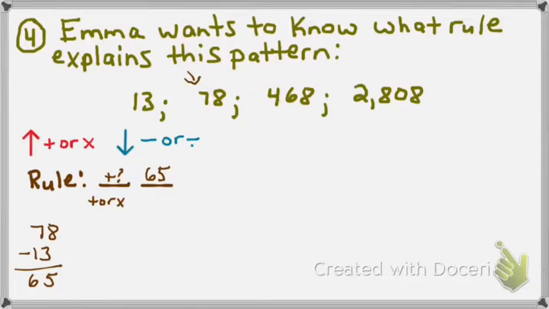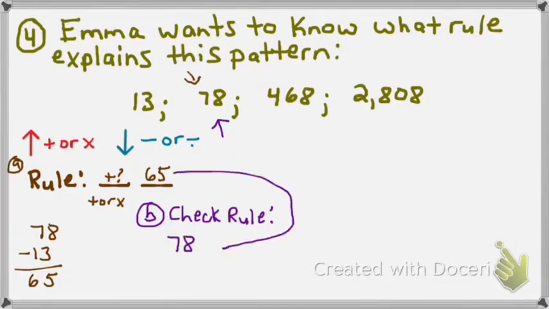As always, I need to test or check my rule. In order to check my rule, I'm going to take this number right here, 78, and apply my rule. So I have 78, my rule is plus 65. Add them together, and if the rule is correct, it should equal the next number listed there, which is 468. So 8 plus 5 equals 13. Put down the 3, carry the 1. 1 plus 7 is 8, and 8 plus 6 equals 14.